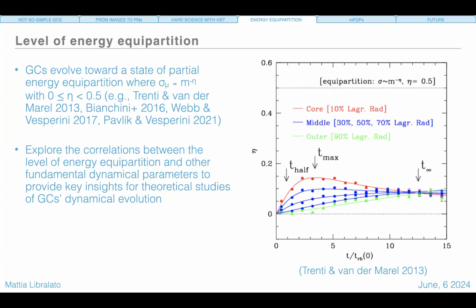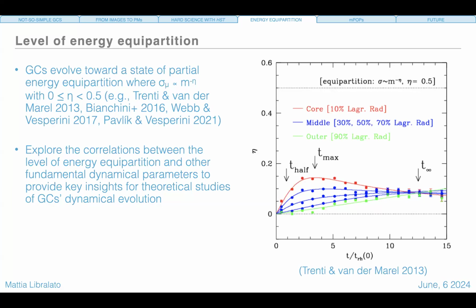The usual expression that is used to describe the energy equipartition relation is this one here: the velocity dispersion sigma scales as the mass m to the minus eta, where eta is the level of energy equipartition. Zero means no energy equipartition, 0.5 means complete energy equipartition. What has been shown by theoretical works is that eta never reaches 0.5, it's always below.